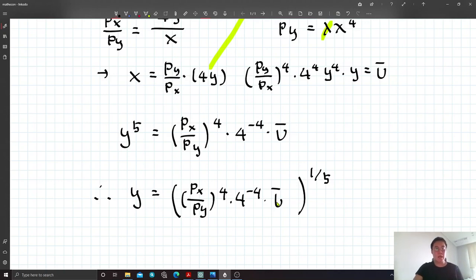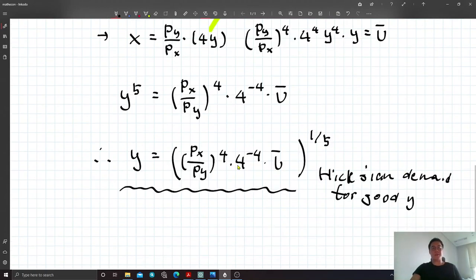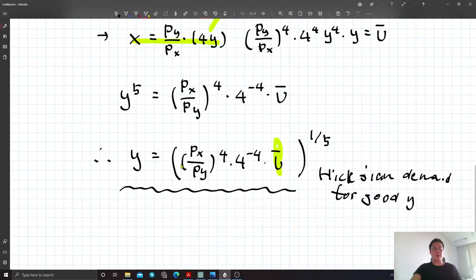Okay? So this is called Hicksian demand in economics. Hicksian demand for good y. So it tells us, given prices, in order to achieve this target utility U, how many units of good Y does this consumer have to consume? Okay, and now you obtain Y, and you can easily obtain X from this equation. But I'm not gonna solve that, right? Because this problem is too nasty.